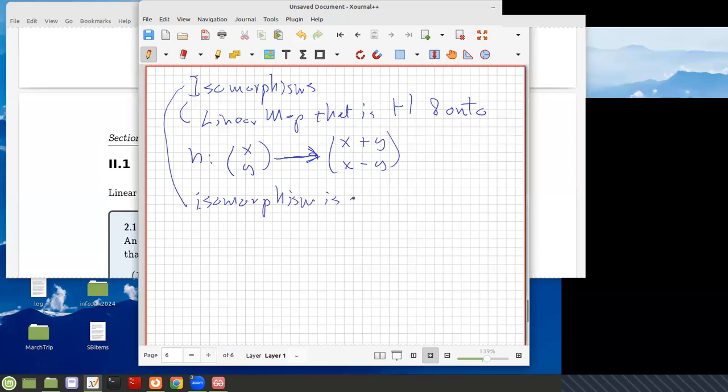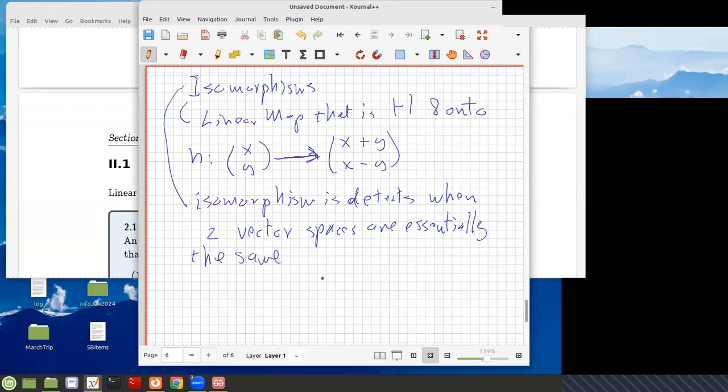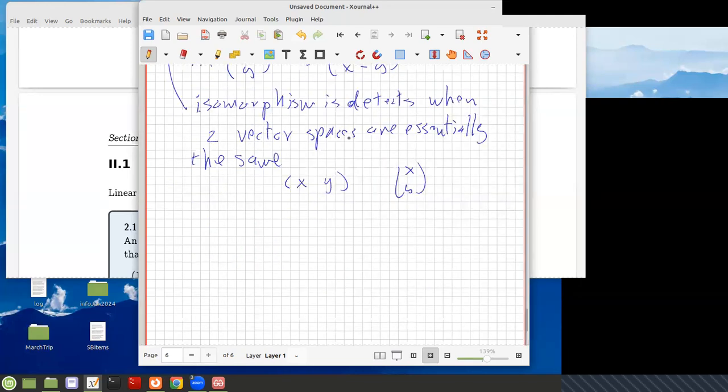If two vector spaces have an isomorphism between them, an isomorphism detects when two vector spaces are essentially the same. So this is going to go and sort of make it, if I have a row vector and a column vector, those are essentially going to turn out to be essentially the same. And you sort of expect that.